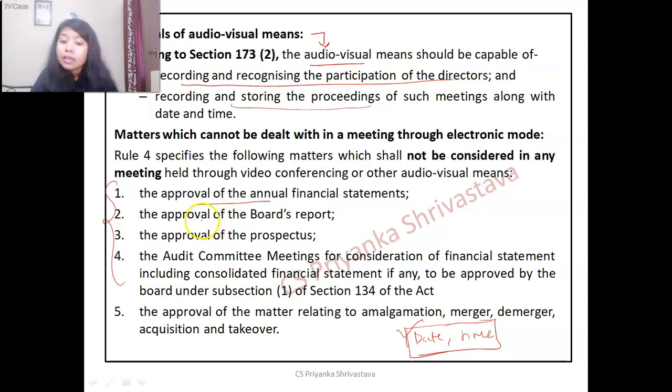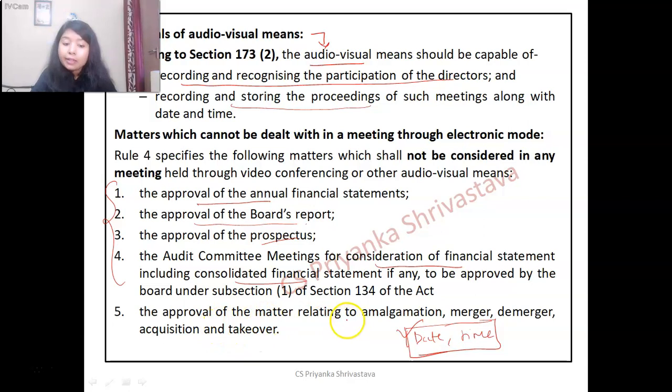Okay, and the second is approval of the board report. Whenever the board report is approved in the board meeting, a director has to be present physically. Now the prospectus: if the approval is done through prospectus, then again the same thing. And then the audit committee meeting: when there is an audit committee meeting for consideration of the financial statement including the consolidated financial statement, whenever any audit committee meeting is there, then the director should attend in person.